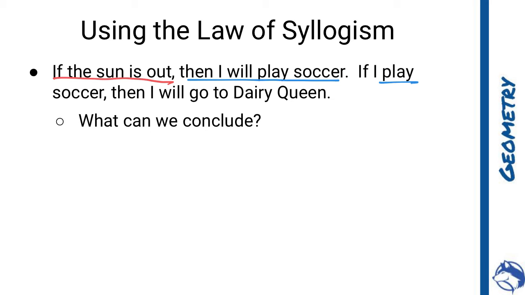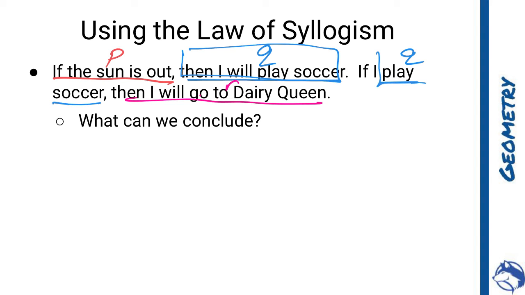So here we go, we've got playing soccer showing up again. If I were to write this out, this is my P, this is my Q, and this is my second Q coming on here. The last thing that I need to do is find my R, which is my Dairy Queen here. That's my R. Since Q is at the end of the first statement, right here, and the beginning of the second statement, we can now say that P implies R.